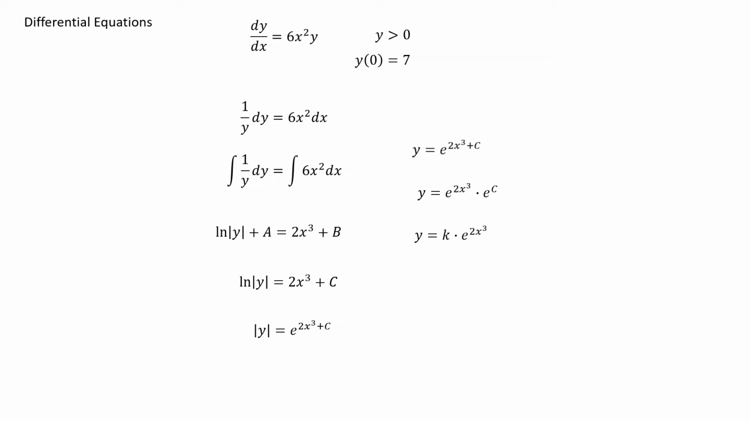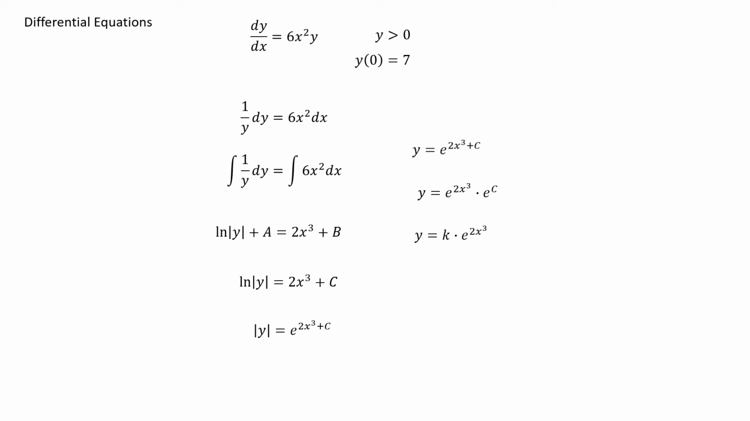But again, look at the top of the screen in the original problem, and you'll notice that we have a specific condition, and that's going to enable us to solve for a specific y. Without that y of 0 equals 7 comment, if that weren't there, then we would be done with this problem, and we effectively would have found infinitely many solutions. y equals any constant times e to the 2x cubed. But because we know that we want a specific function where an input of 0 leads to an output of 7, we can actually find a specific value of k.